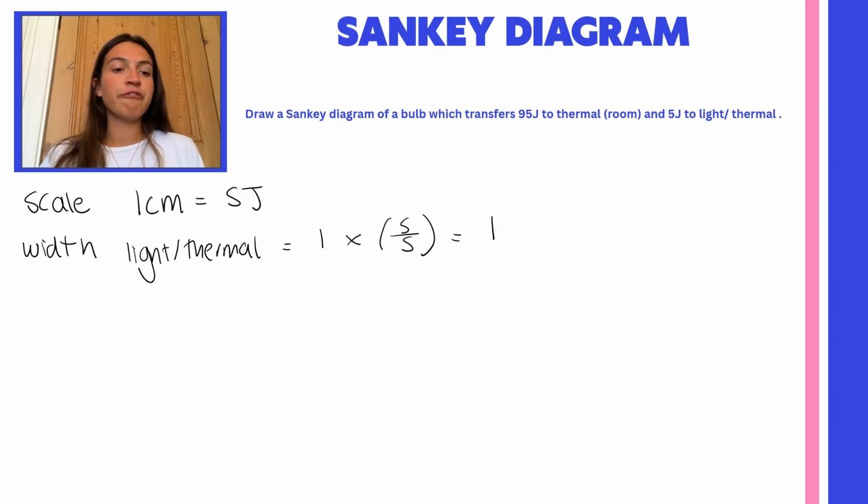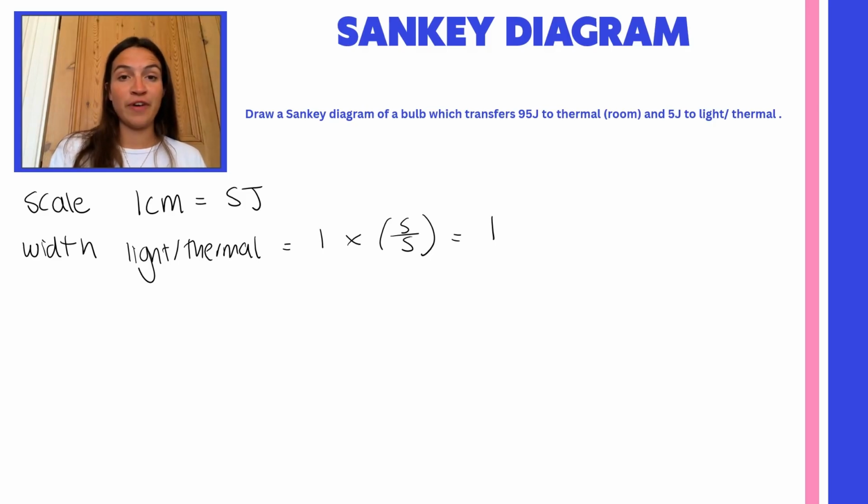Then I need to work out, okay, what are the widths of my different arrows going to be? So the first one, which is the width for the light/thermal energy, that 5 joules there, what you can do is you can take your 1 centimetre multiplied by 5, as in the 5 joules of energy, divided by 5, my scale, because remember each 1 centimetre is worth 5 joules. And since there is only one 5 joules here, that should be 1 centimetre long.